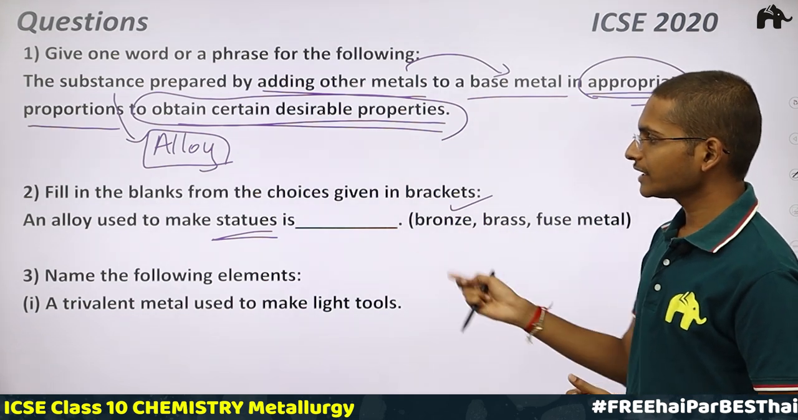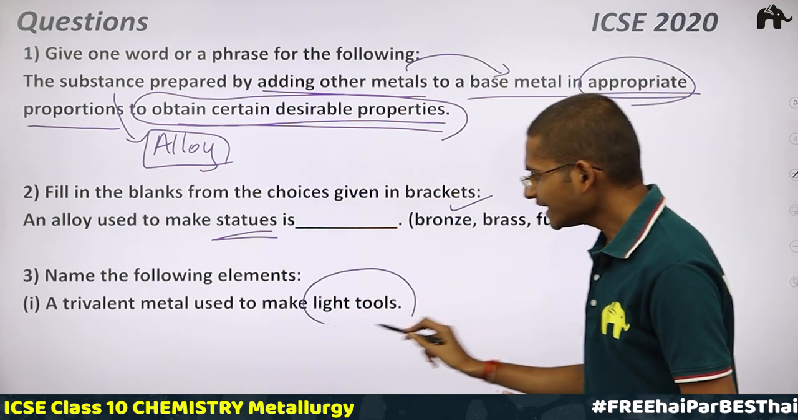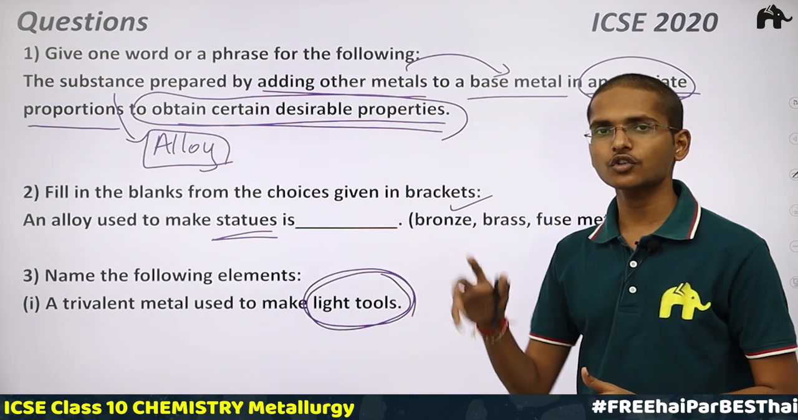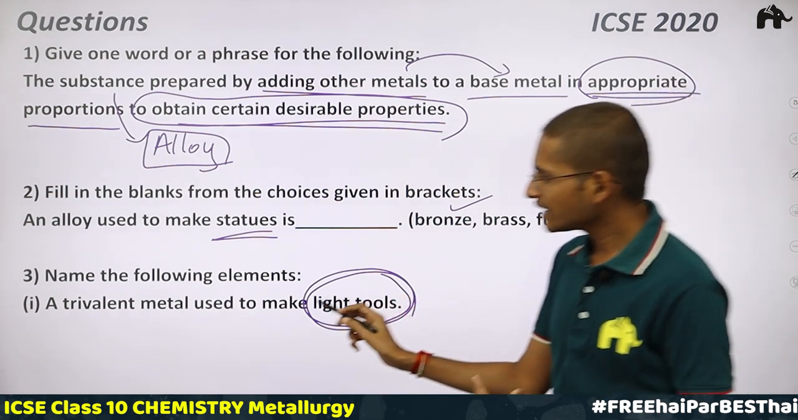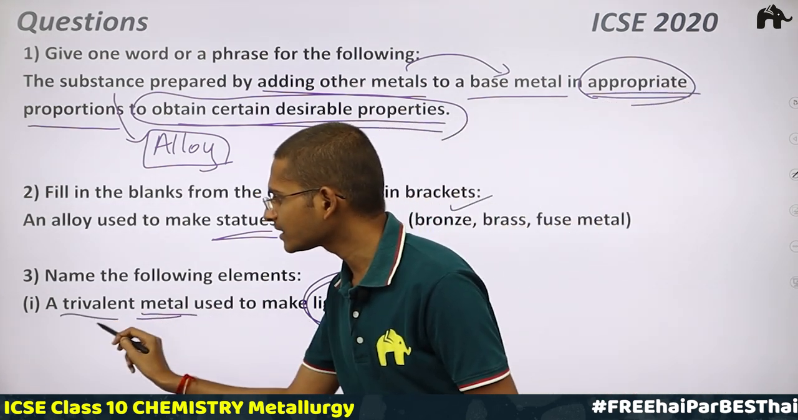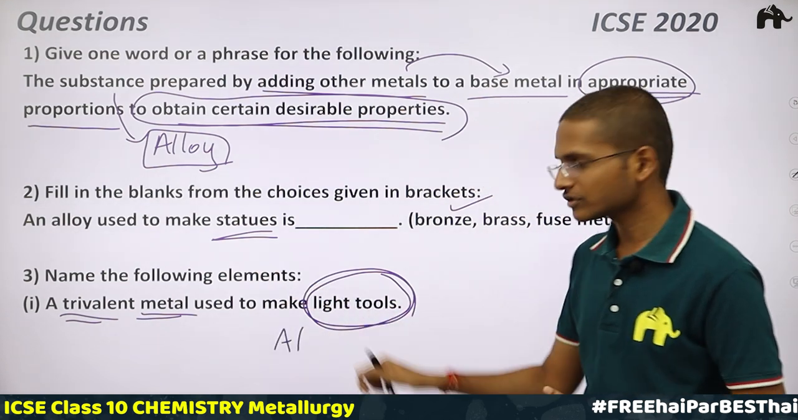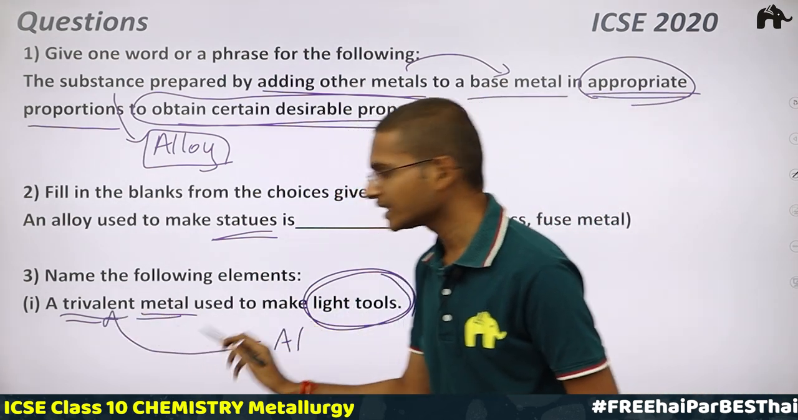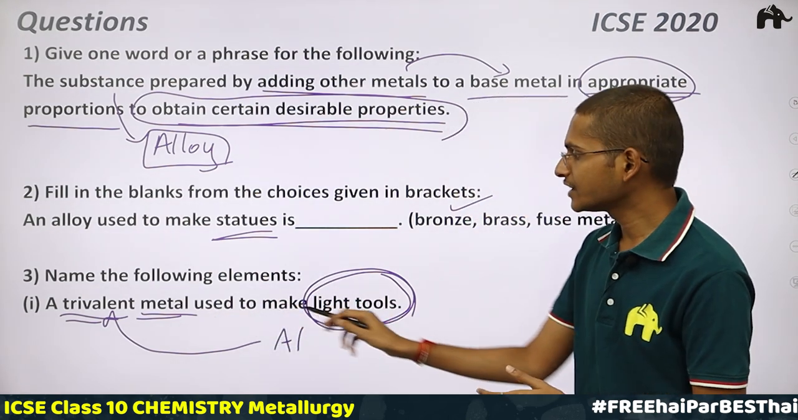Okay, name the following elements. A trivalent metal used to make light tools. So see, light tools we have seen in case of aluminium alloys, right? Duralumin and magnesium. And they are telling us which metal? A trivalent metal. So see, everything is pointing towards aluminium, right? Because aluminium is trivalent, Al3+.